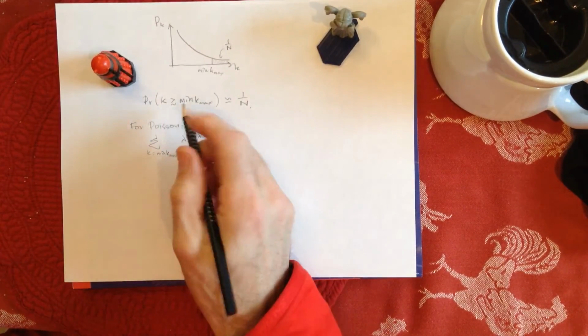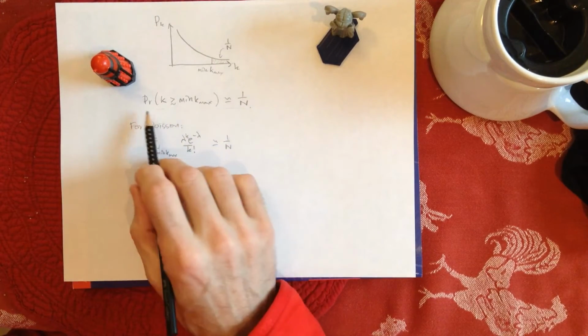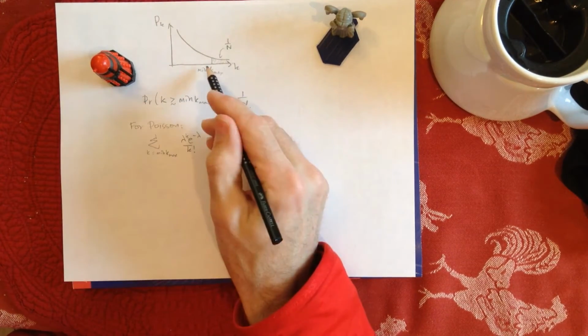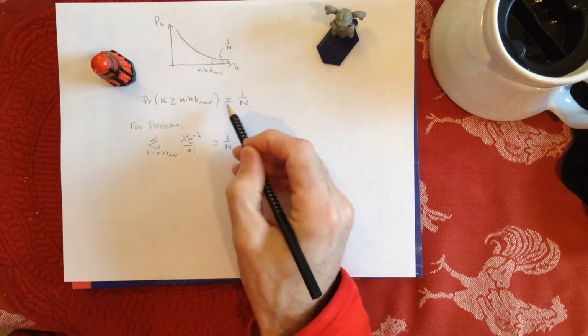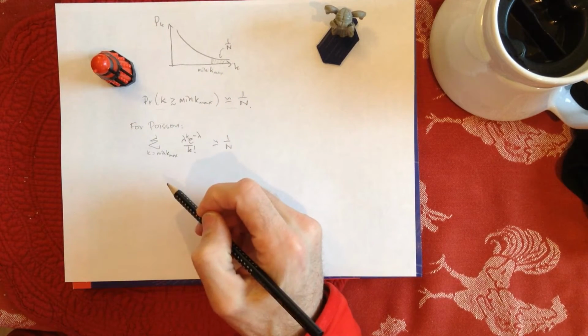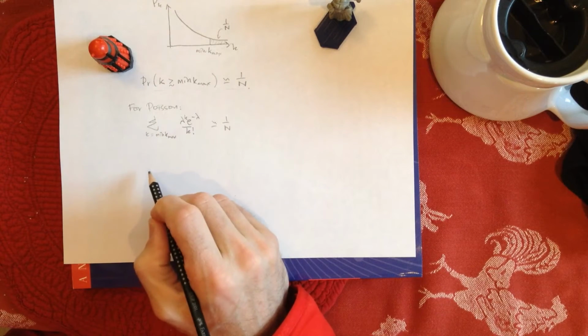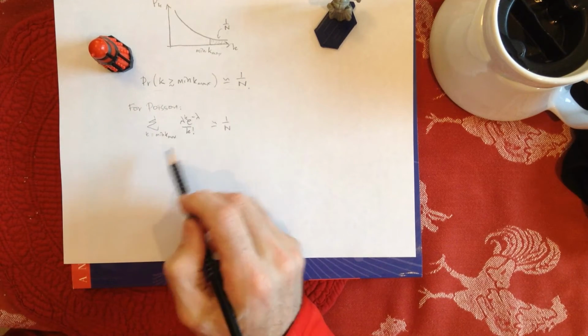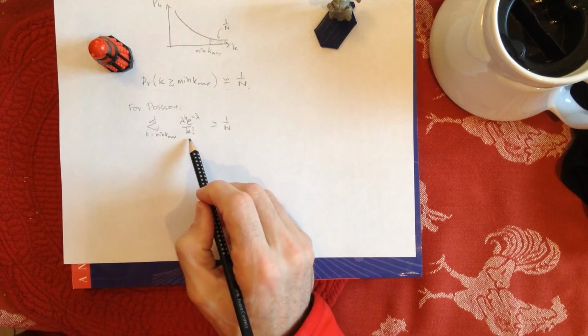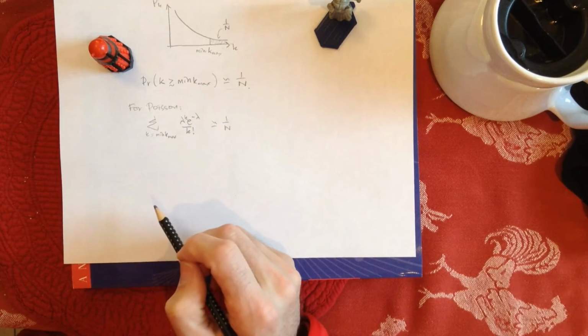All right, so that's written down mathematically here, right? So we probably have k greater than or equal to this min k max, so k max is somewhere in here. It's approximately 1 over n. So for Poisson, we'll stick everything in. It's exactly this business here: lambda to the k, e to the minus lambda, over k factorial. We want this to be about 1 over n.